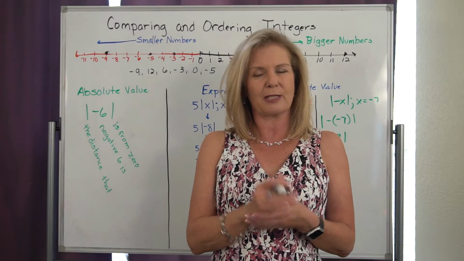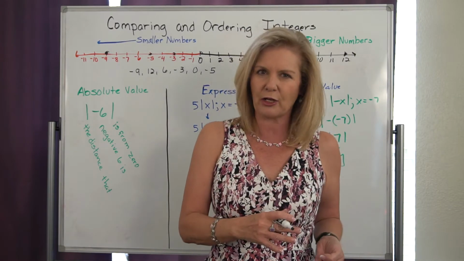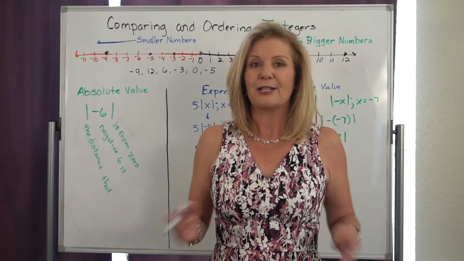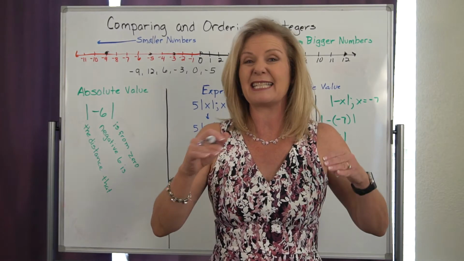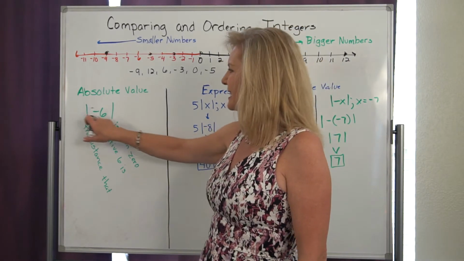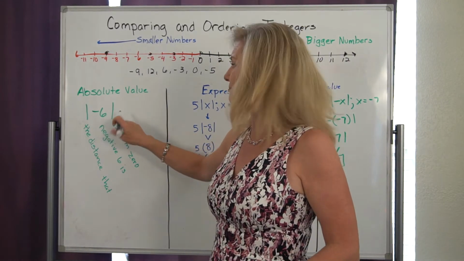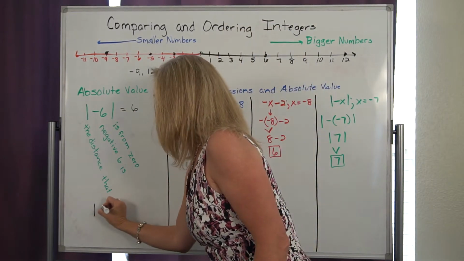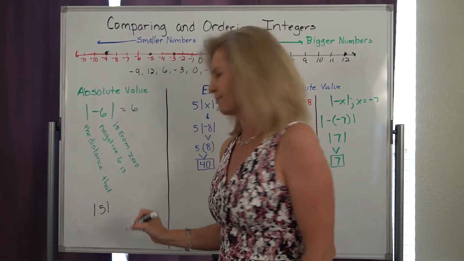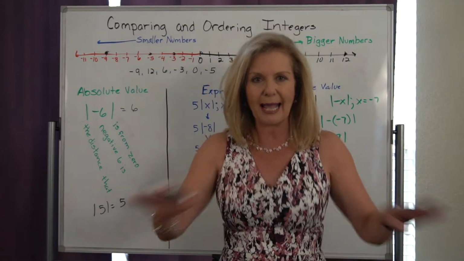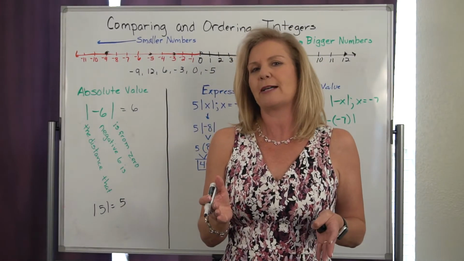Now think about this. When you look at rulers or you look at yardsticks, do you ever see negative numbers? No. So absolute value, since it's distance, has to be a positive number. So the distance that negative 6 is from 0 has to be 6. I could do it, the distance that 5 is from 0 has to be 5. Notice always our absolute value has to be a positive number.